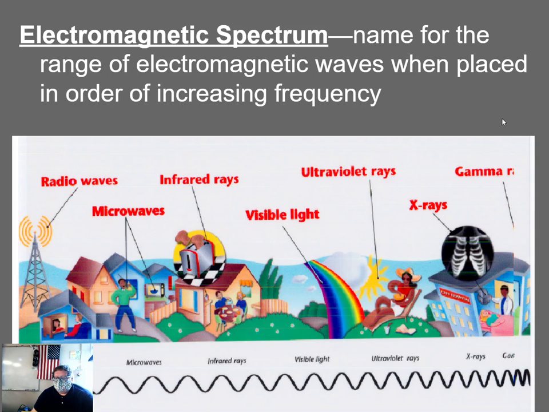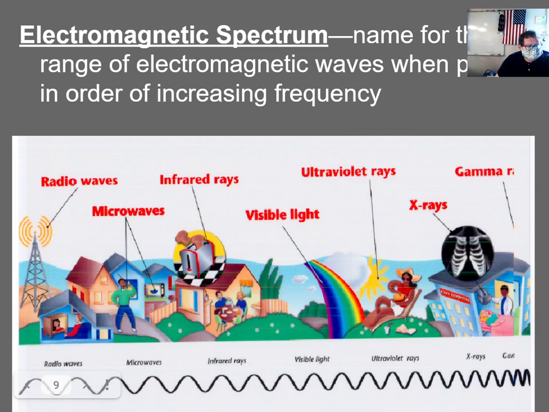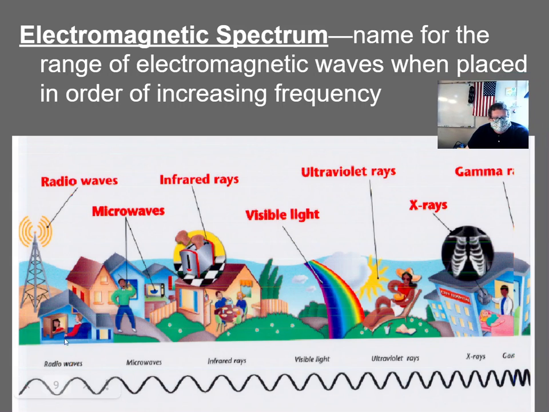So here's the electromagnetic spectrum. The electromagnetic spectrum is the range of electromagnetic waves when placed in order of increasing frequency. So as the frequency gets higher, we start down here in radio waves. Radio waves are down here, and those are the lowest frequency.